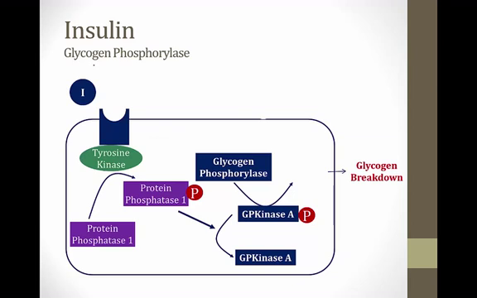Here's a depiction of how insulin affects glycogen phosphorylase. The insulin receptor has a tyrosine kinase bound to it. This tyrosine kinase will phosphorylate an enzyme called protein phosphatase 1.